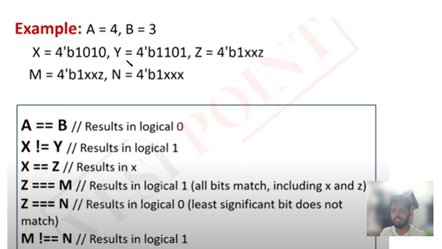When a, b, x, y, z, m, and n values are given, let us see the example. When the equality operator is performed between a and b, the logical value is 0, and when case inequality is performed, it's 1. Between x and z, equality is x. And case equality performed between z and m bears a result of 1. And for z and n, case inequality bears a result of 1. And when case inequality is performed between m and n, it bears a logical value of 1.